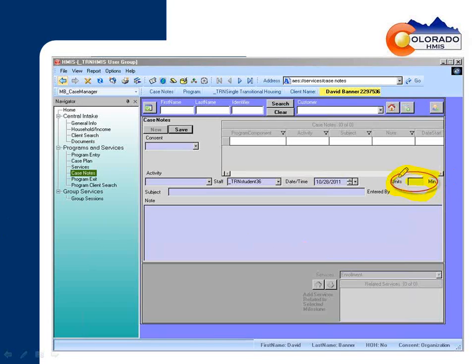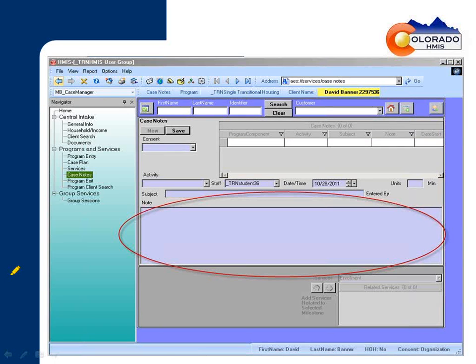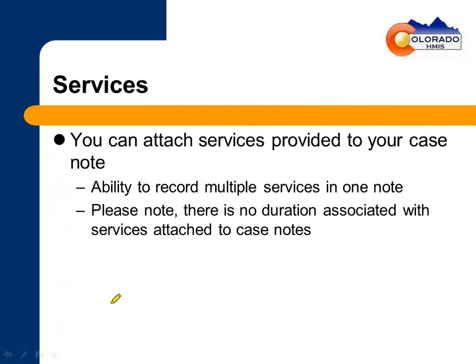But this is where you document the units of service, and that should encompass the entire amount of time spent with your client during that encounter. And then finally, we've got the notes section where we enter the narrative, the actual documentation. So this is the big area down at the bottom where we can enter in the notes, so the details about the encounter with our client.